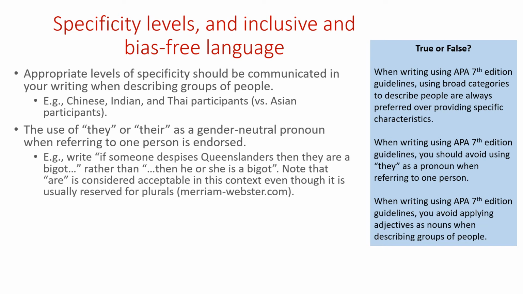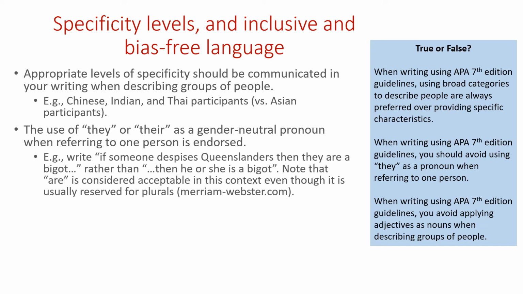Okay, second point, which again is a new thing for APA 7th, is that the use of they or their as a gender neutral pronoun when referring to just one person has been endorsed. I'll just use the example here. We write something like, if someone, that is one single person, so we're talking in the singular here, if someone despises Queenslanders, then they are a bigot. So we're using they to refer to a single person in this case.